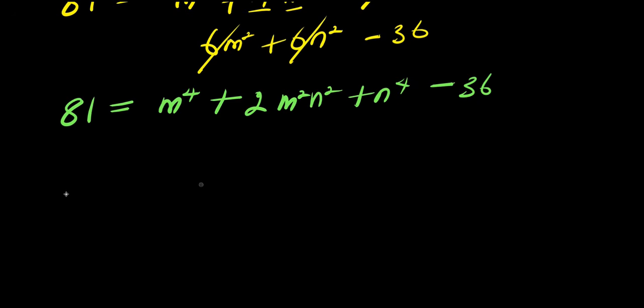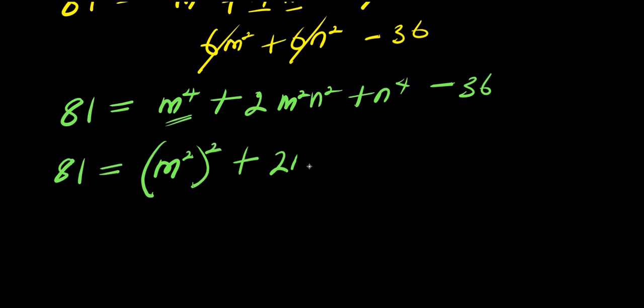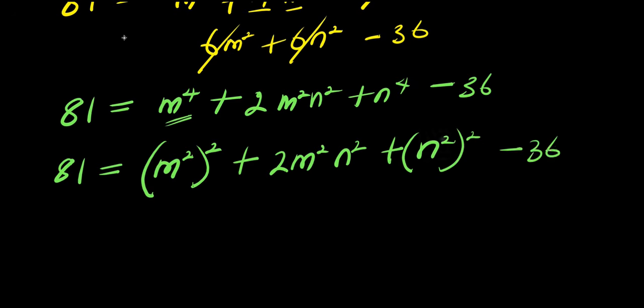So at this particular point, we can have 81 equals, we can express this m^4 as (m^2)^2 plus 2m^2n^2 plus (n^2)^2 minus 36.